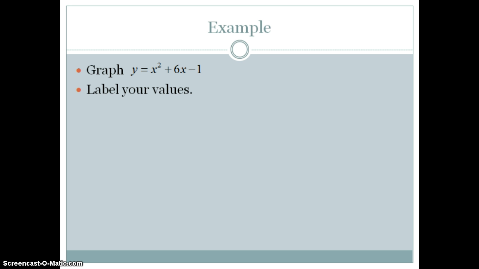Since we don't see anything in front of the x squared, remember that value, just like with linear, is 1. B is in front of the x, that's a positive 6. C is the constant, that's a negative 1. So we want to label those. Get used to this. Pretty much every single thing we do in this unit, we're going to have to label those.